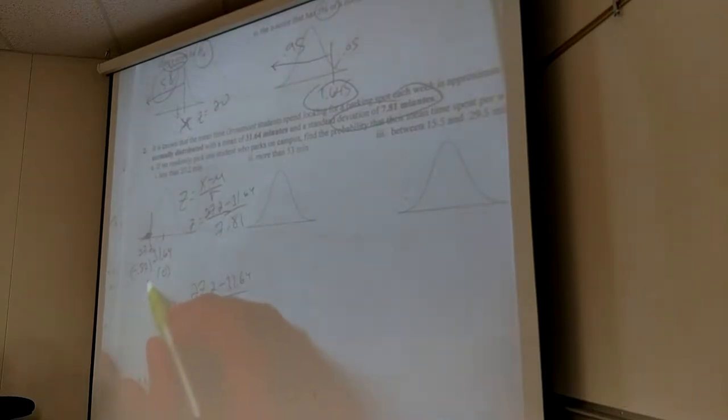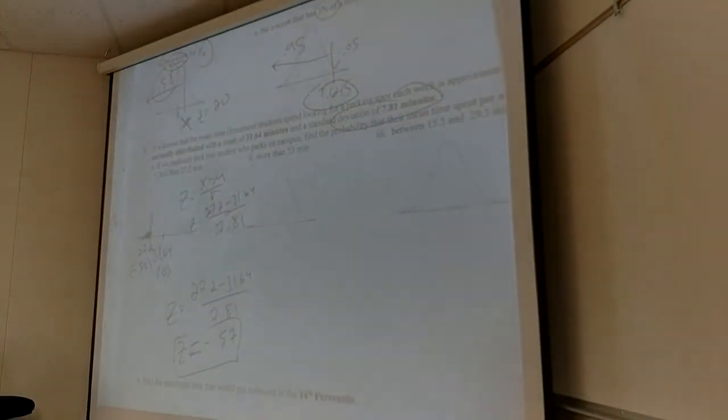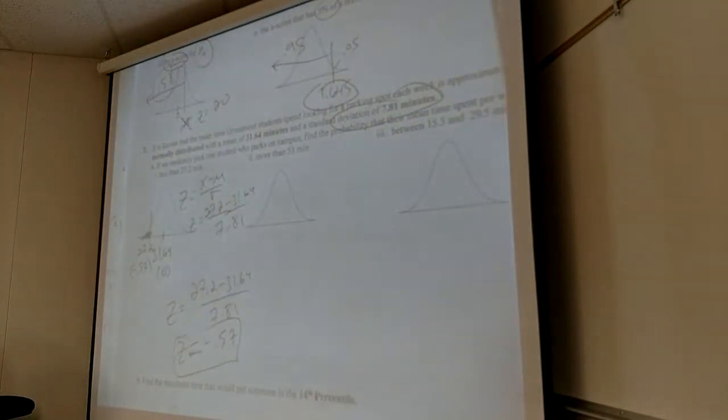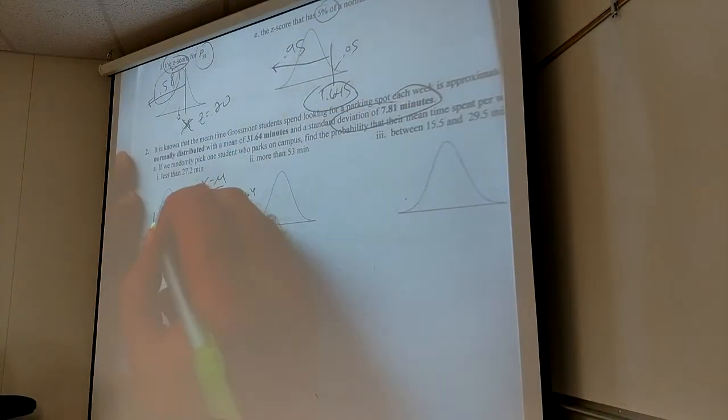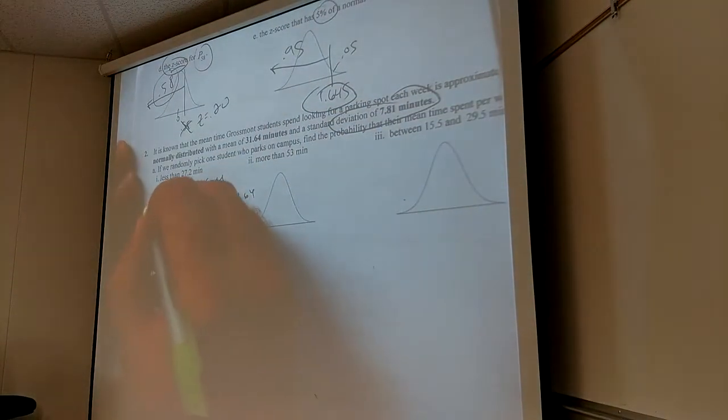So if you look up negative 0.57 in the chart, you need a negative side. Look at negative 0.57. What do you guys get? Say it one more time, sir. 2843.